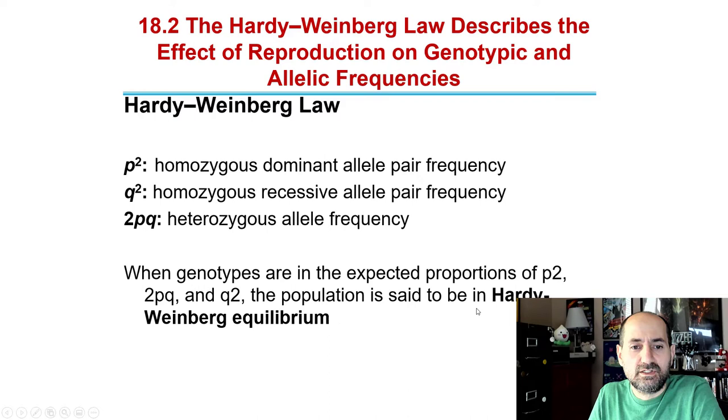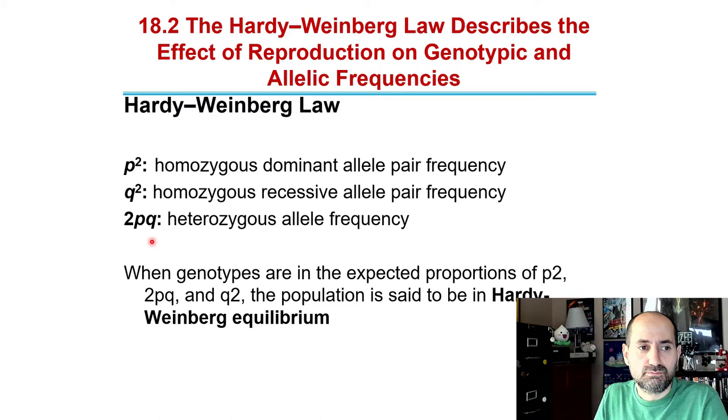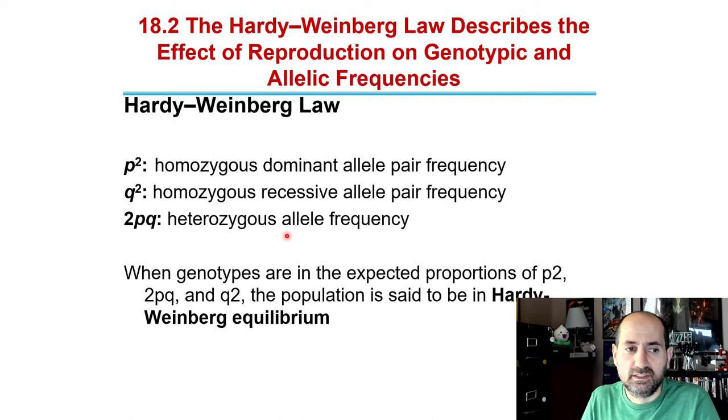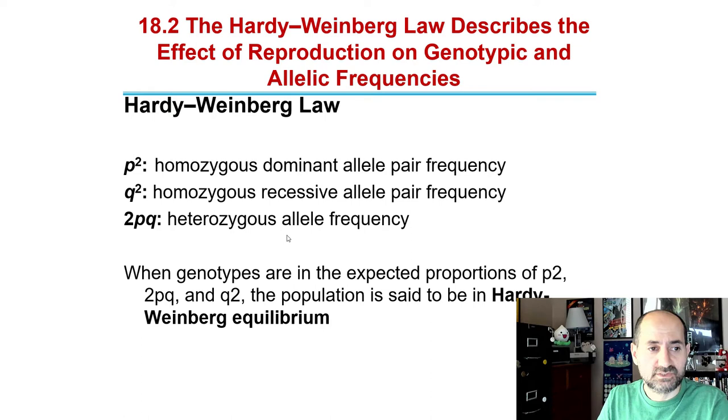So this here is what they call the Hardy-Weinberg equilibrium. When genotypes are in the expected proportions, remember, they equalize. This is called Hardy-Weinberg equilibrium. And in this equation with Hardy-Weinberg, this is how the numbers lay out. You have P squared. P squared refers to the homozygous dominant allele pair frequency. So this would be big A, big A, right? So the number of big A in the population would be your P squared. Your Q squared represents your recessive allele pair in the population. So this would be your little a, little a. And then your 2PQ, this represents your heterozygotes in the population as well. So remember, P squared is for homozygous dominant, Q squared homozygous recessive, 2PQ is the heterozygotes.